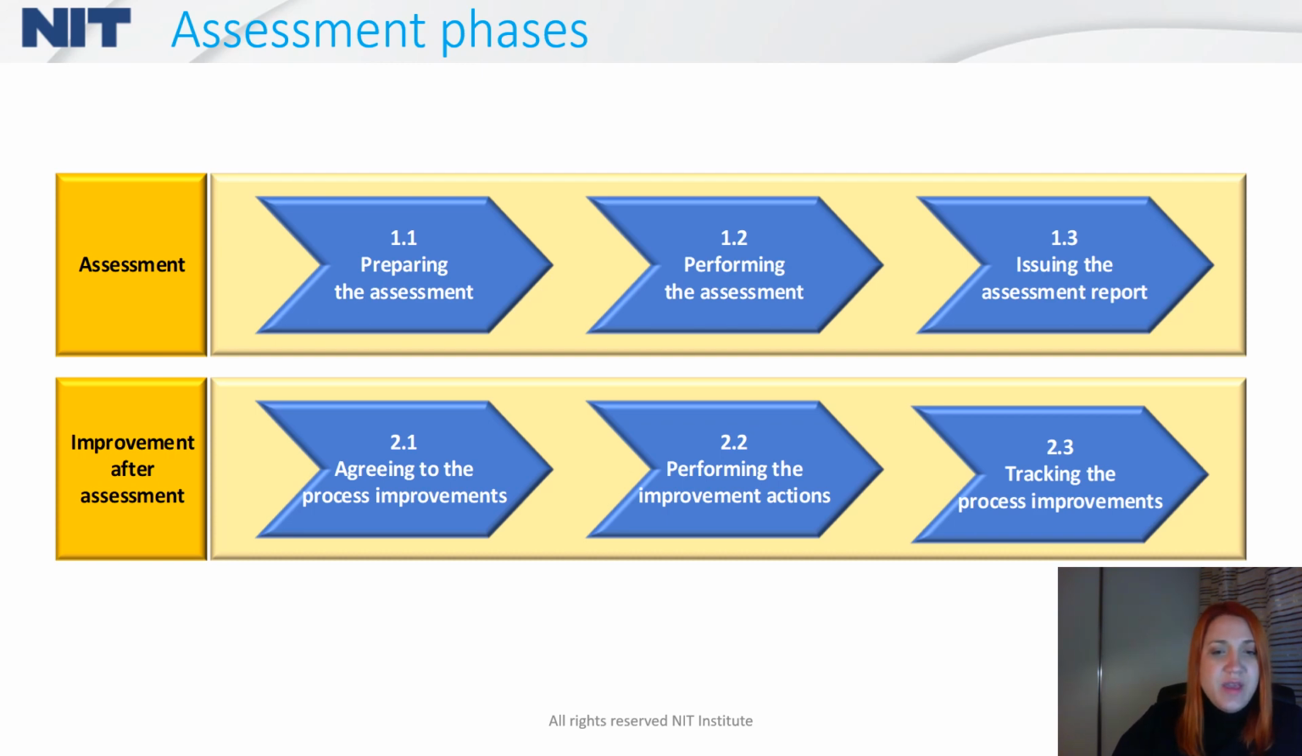In the improvement after assessment, we also have three subphases, as I said. In the first subphase, we need to agree on all the process improvements. In the second subphase, we need to perform the improvement actions. All the improvement actions must be tracked. And in the third subphase, we have the tracking of the process improvement. The whole process is not finished till we don't have all the process improvements closed or somehow done in the way that they are incorporated in the PDCA cycle.